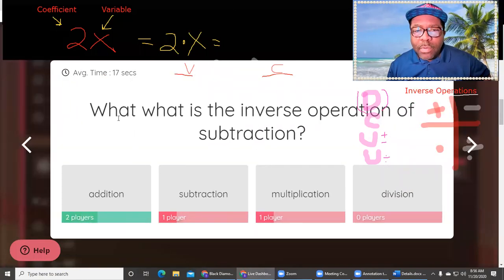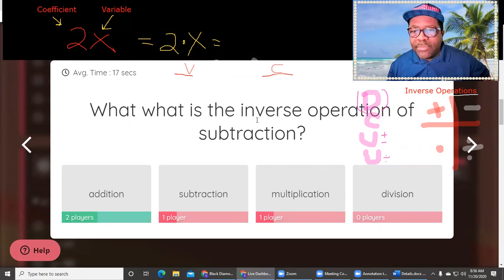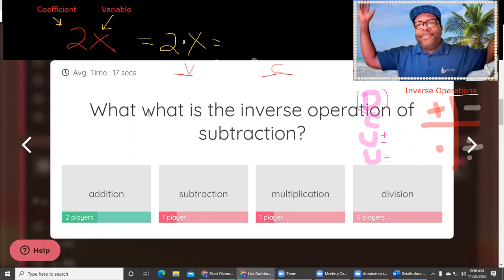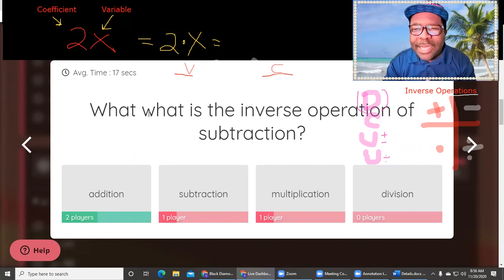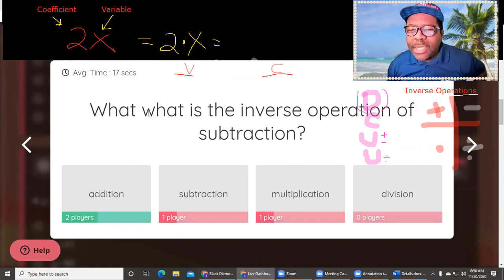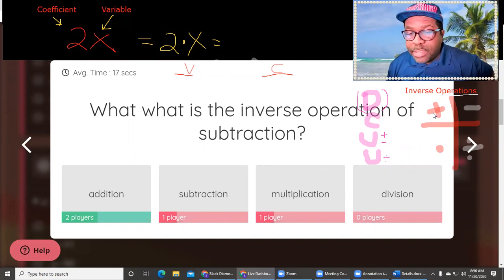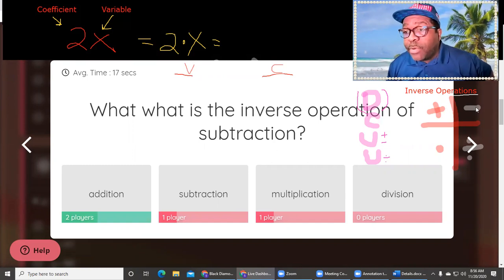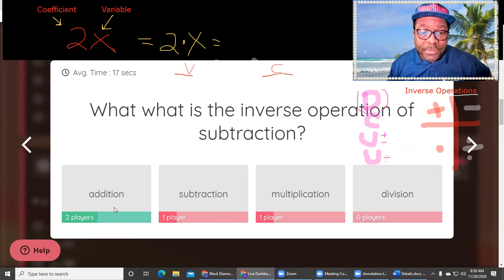What is the inverse operation of subtraction? Mistakes happen. Okay, what's the inverse operation of subtraction? Well, that's easy. The inverse operation is addition. Here's addition, and here's the inverse, subtraction. The inverse operation of subtraction is addition, right there. Let's go to the next one.